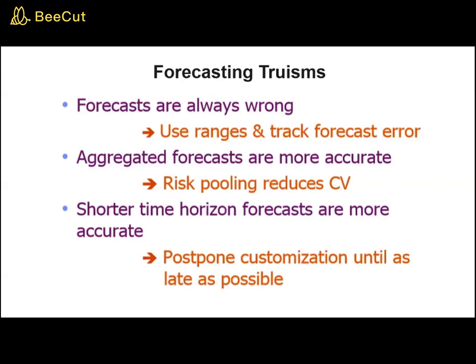The next truism is that shorter time horizon forecasts are more accurate, and this is true. If you are trying to make a forecast for 10 years or 50 years, there's a high possibility your forecast will not be accurate. But if you have a lot of information, and based on that information you are trying to make a forecast for the next day, there is a much higher probability that your forecasts are going to be accurate. And this is very important.